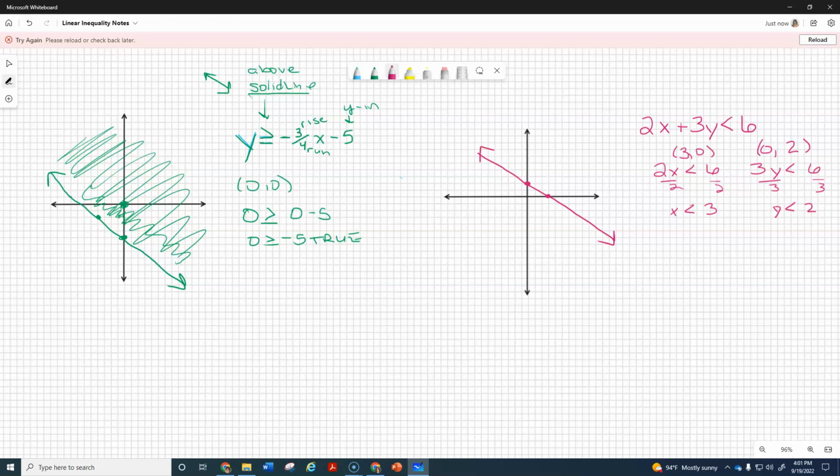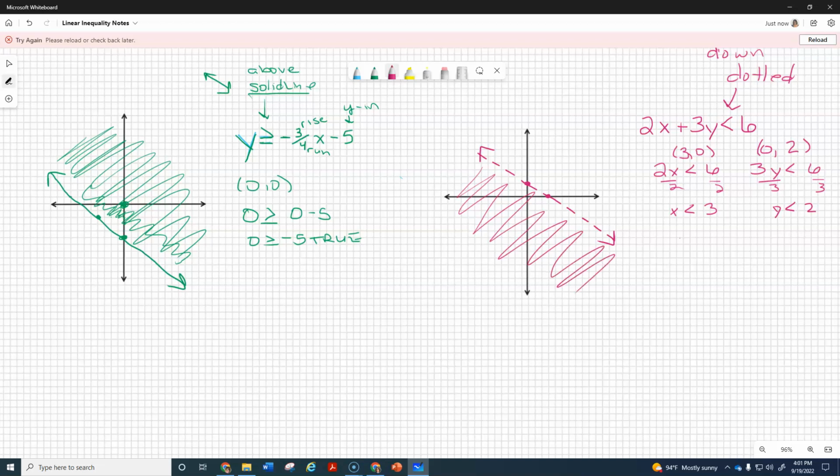Uh-oh, I messed up, because it should be dotted. And so I'm going to grab my eraser and go back here and make this line dotted. Should be a dotted line. I should have done that at the very beginning. And because it says that this y value is less than, I'm going to be shading down. So I'm predicting that I'm going to be shading down.